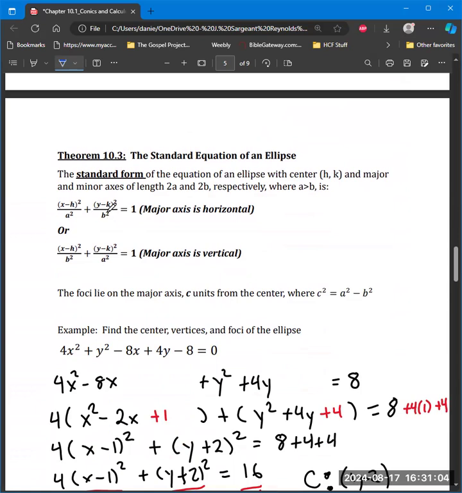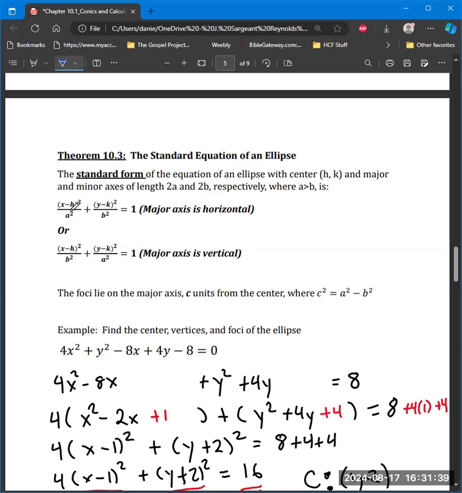And wherever the bigger denominator is going to tell me the direction of the major axis. So this is a horizontal major axis. It's parallel to the x-axis here, and the minor axis here is parallel to the y-axis. Here, the major axis is parallel to the y-axis, so it's vertical, and the minor axis is parallel to the x-axis, so it's horizontal.